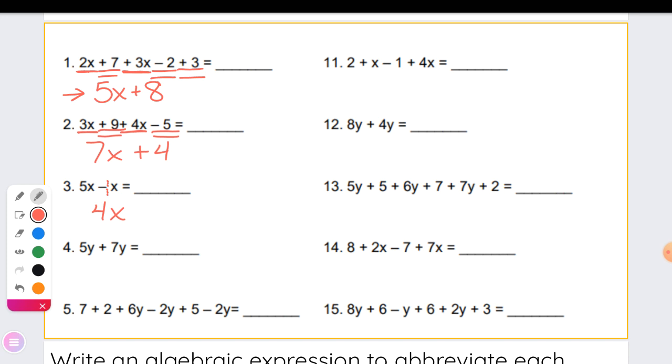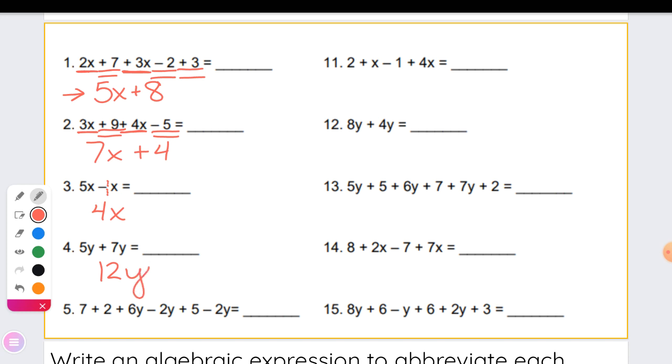Because this is really 5 times whatever x is minus 1 times whatever x is. So no matter what the value of x is, our end result would be 4 times whatever that x value was. Number 4, 5y plus 7y. Dane, what's 5y plus 7y? 12y.